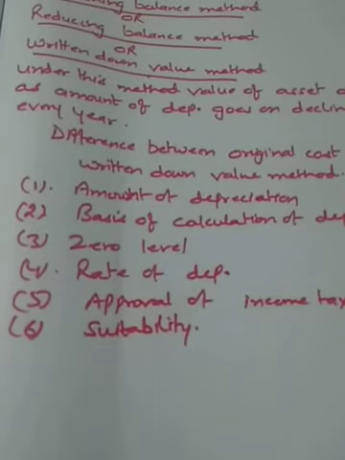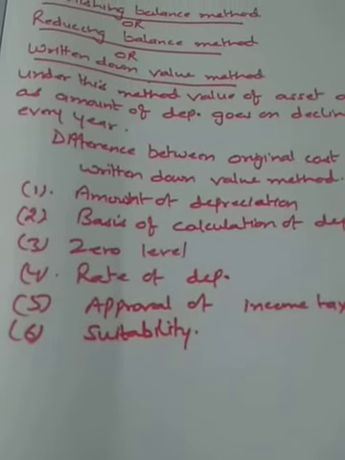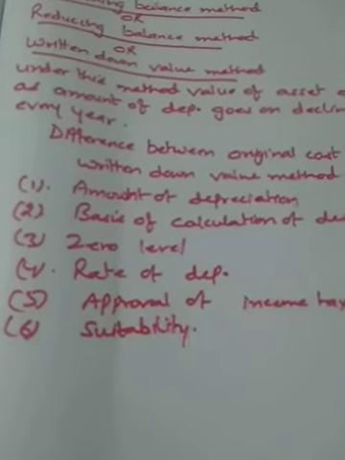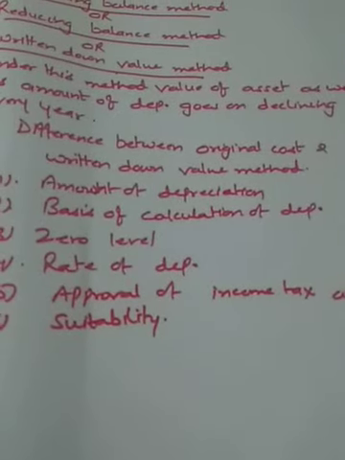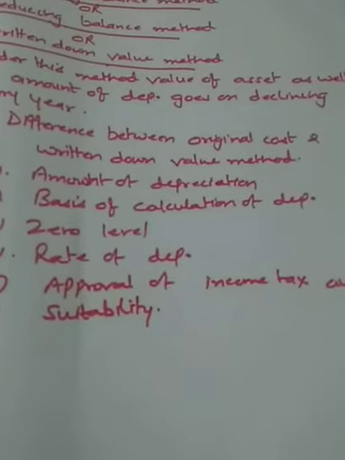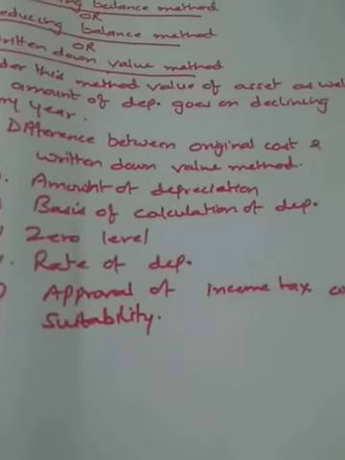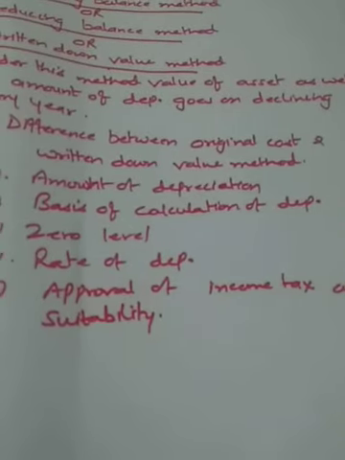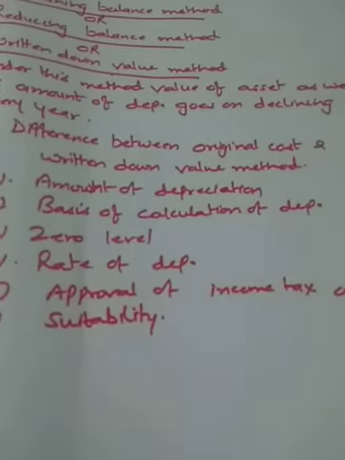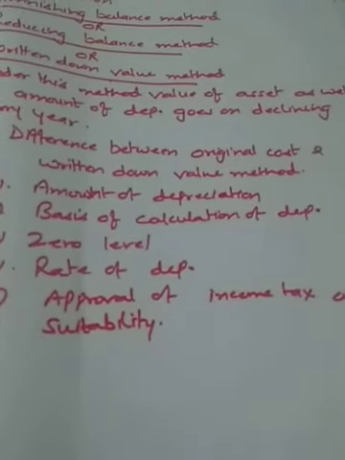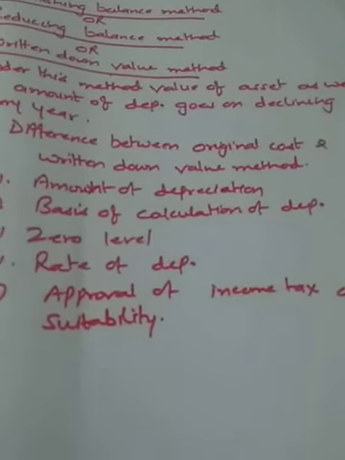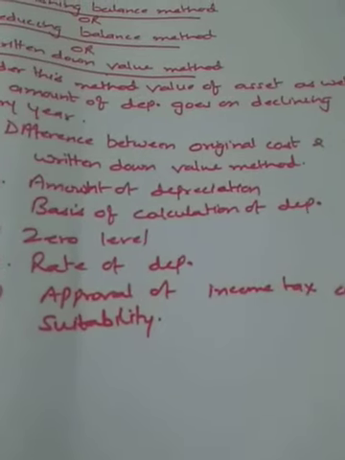Suppose one machine is purchased for rupees 10,000 and depreciation is charged on it at the rate of 10% per annum on written down value method. So first year the depreciation will be charged on rupees 10,000, 10% of 10,000. It will be 1,000. After using it for the whole year, the value of machine will be 9,000. In next year, the book value of machine is 9,000 rupees. So in next year, depreciation will be charged on these 9,000 rupees at the rate of 10%, means 900 rupees.